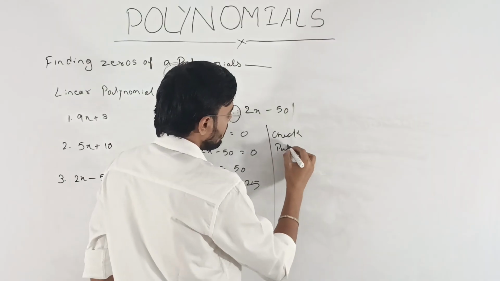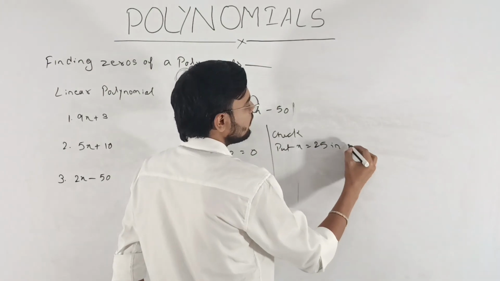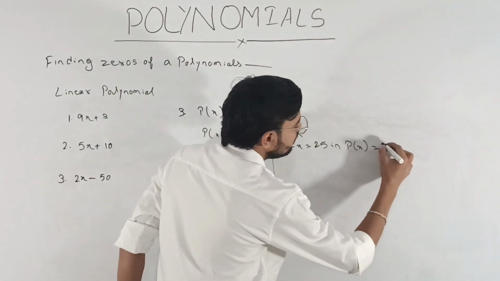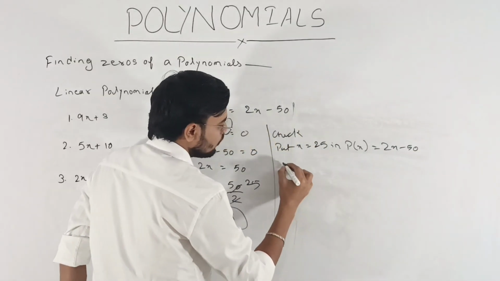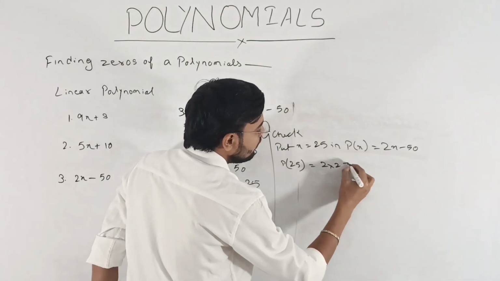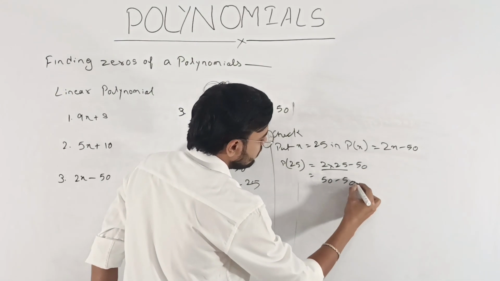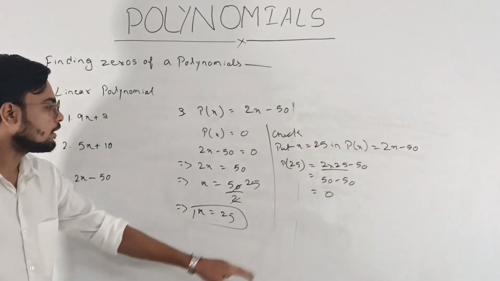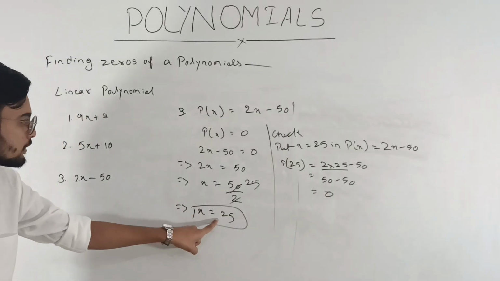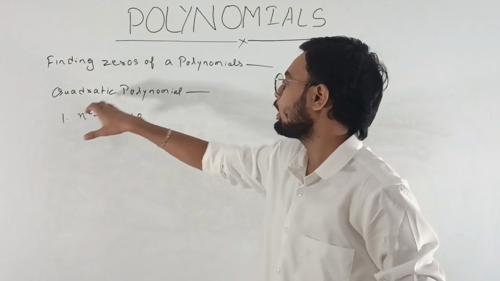For checking, put x equal to 25 in polynomial p(x), which is 2x minus 50. Now put 25 in place of x. Then 2 into 25 minus 50. Now look, 2 into 25 is 50, minus 50. This will become 0. After putting 25 in place of x, our polynomial becomes 0. So yes, 25 is the zero of this polynomial. Understood? Now we see how to find the zeros of a quadratic polynomial.